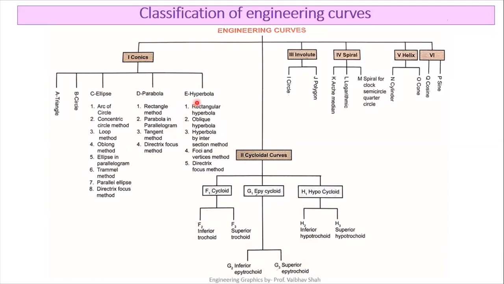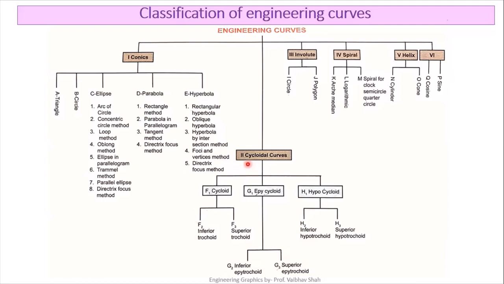Now you can utilize one of these 5 methods to draw your hyperbola. First, rectangular hyperbola. Second, oblique hyperbola. Third, hyperbola by intersection method. Fourth, foci and vertices method. Fifth, directrix focus method. Now let us move to the next curve, cycloidal curves.